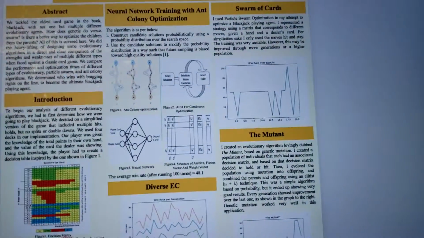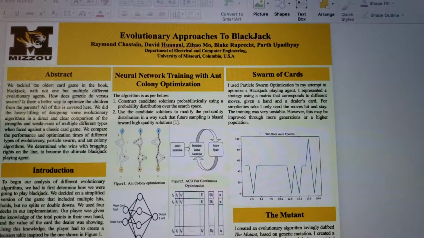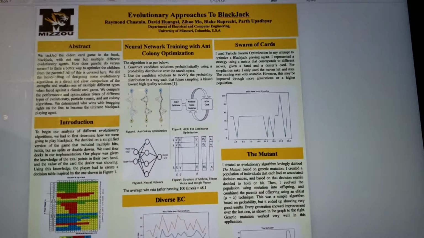But the whole point of everything was to optimize a black box problem, which they all did fairly well. And from the comparison, we determined that there wasn't necessarily a best approach, which was a shocking conclusion. Ultimately, which evolutionary computation algorithm does the best really just depends on the complexity of the problem at hand. So that was our report. That was the problem we solved, and we're Group 7, evolutionary approaches to blackjack.